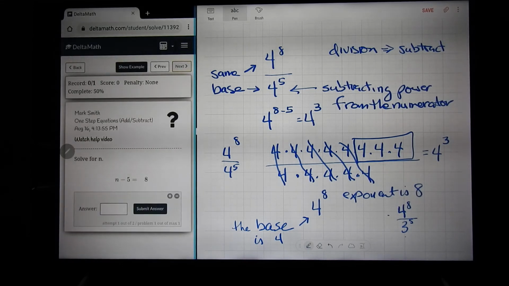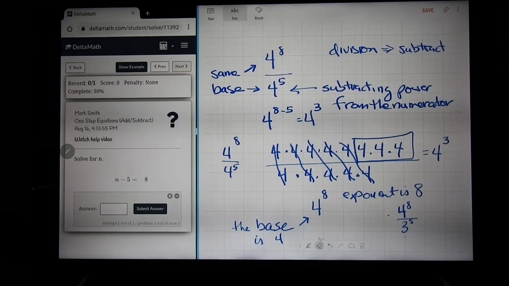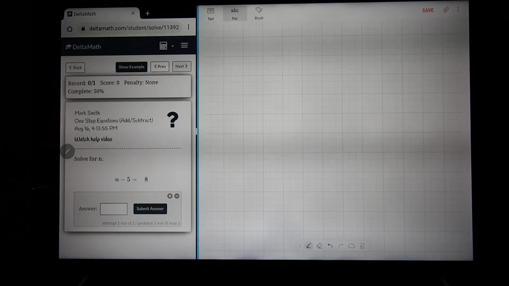Now we have our simple little problems, and everybody probably already has the answer to this in their head. What number minus 5 equals 8? Well, that must be 13. 13 minus 5 equals 8.